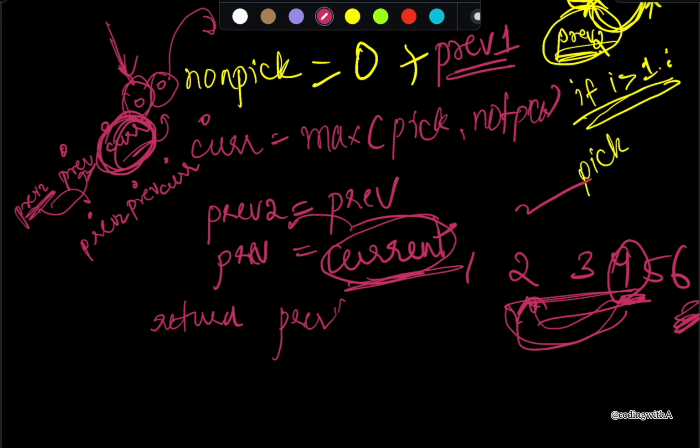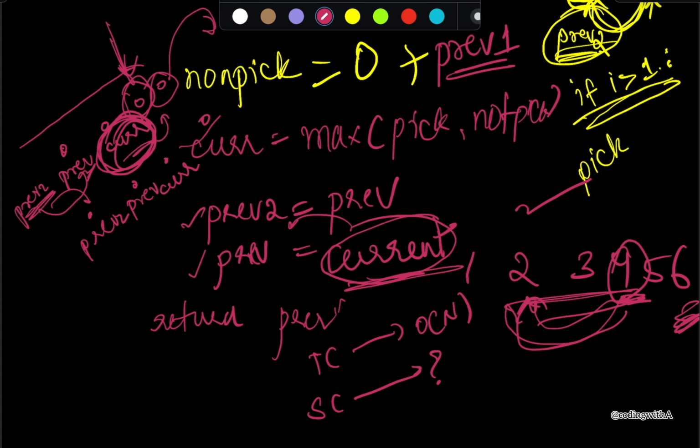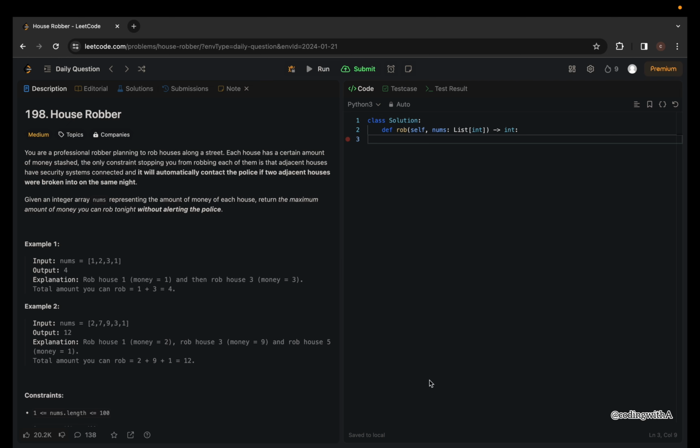Now what is the time complexity? Since you are iterating over n elements to get the maximum sum, it will be O of n. Now what will be the space complexity? You are only storing previous 2, previous 1 and current values, which are fixed variables. You are not storing the elements in some array of n size. There are just 3 elements of fixed space. So it is O of 1.